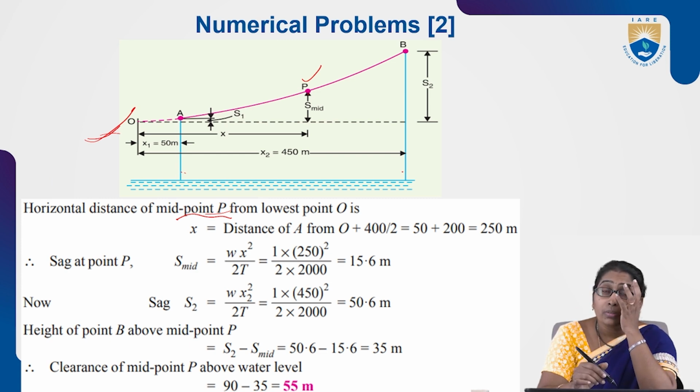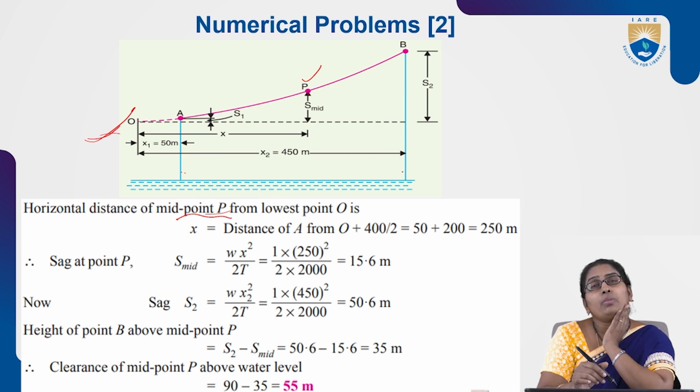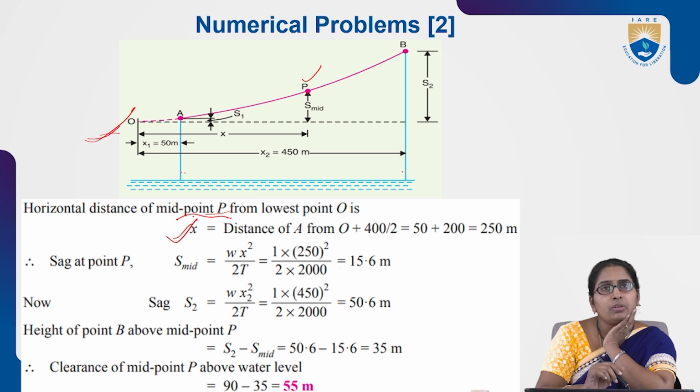Now what is the x value? Writing it with respect to the lower level support, it is 50 plus 200, right? This is the midpoint, so 200 added to 50 meters.